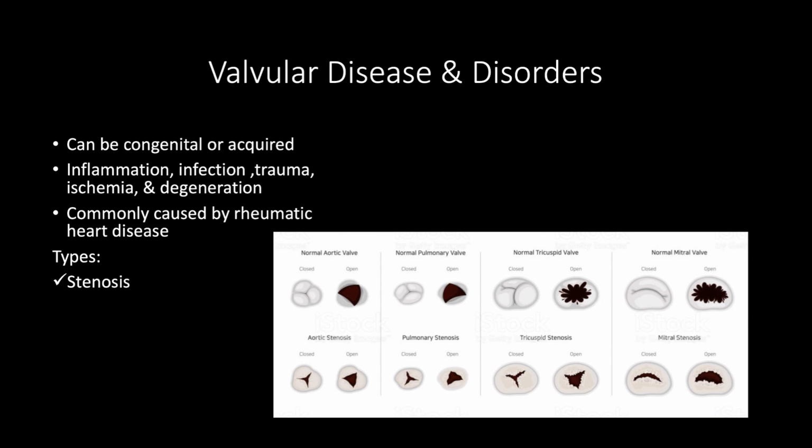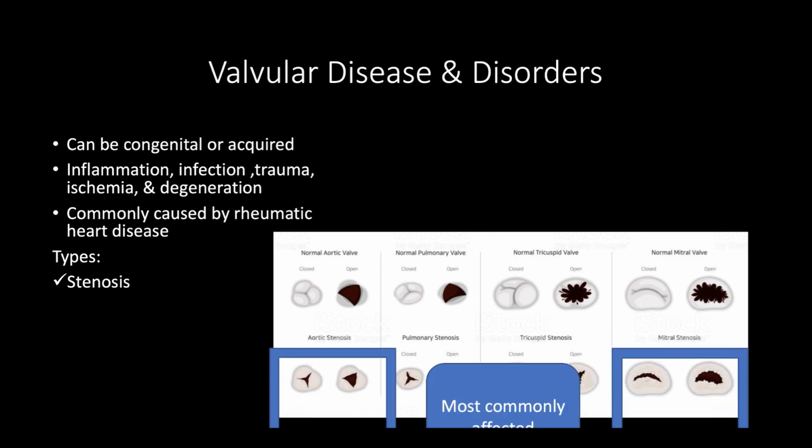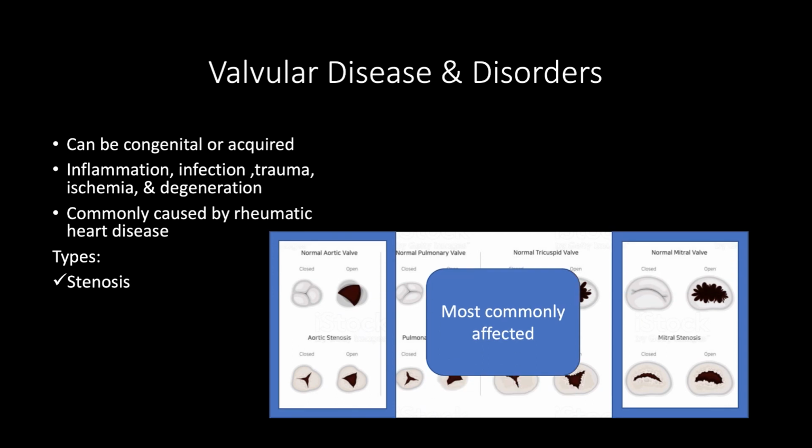So the types of things that can go wrong with our valves. One is that they could become stenosed. Now you've got all of your different valves there and what they should look like when they're healthy on the top, sorry. And then what it looks like when they're stenosed on the bottom, where they're just not functioning correctly because of the stiffness. The aortic valve and the mitral valve are the most commonly affected when we're talking about stenosis.